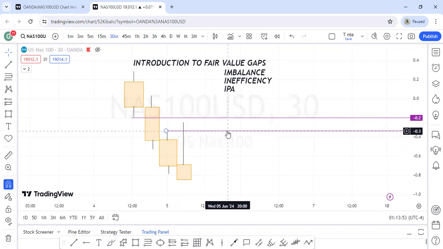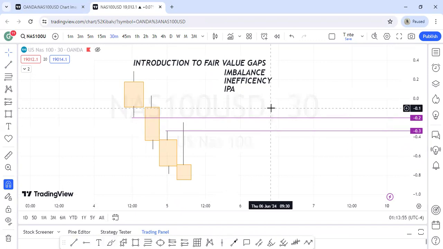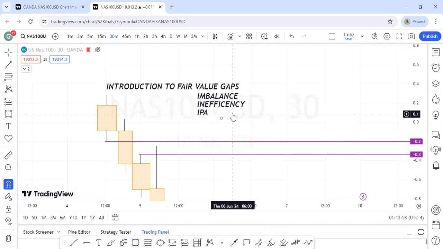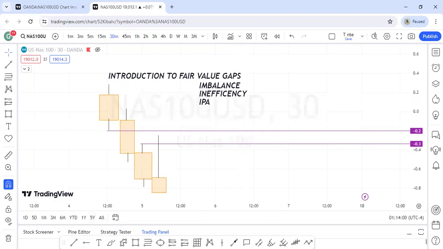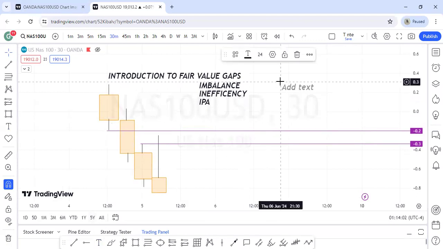Now, a fair value gap fulfills two purposes. Number one, it acts as a higher time frame key level. Right? It has a higher time frame key level.